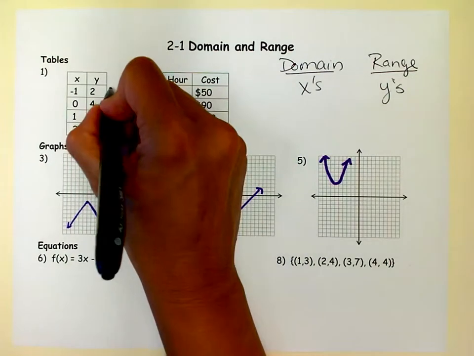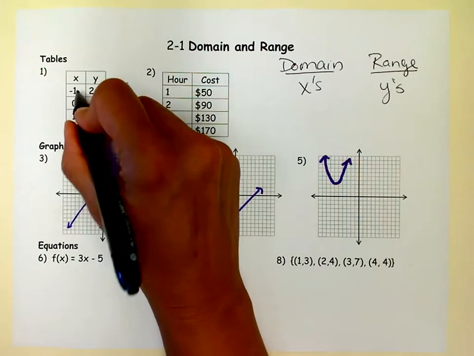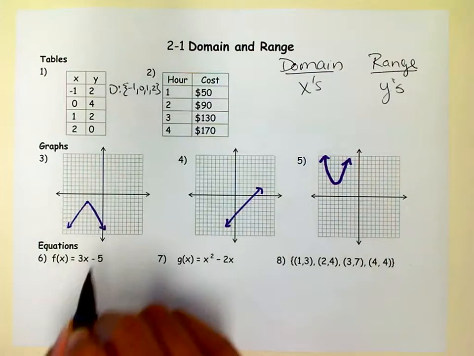So if I want to find the domain, there's different ways to write this. This is one of the ways. They'll say domain, and then you just list all the x's: -1, 0, 1, 2. And that's your domain.